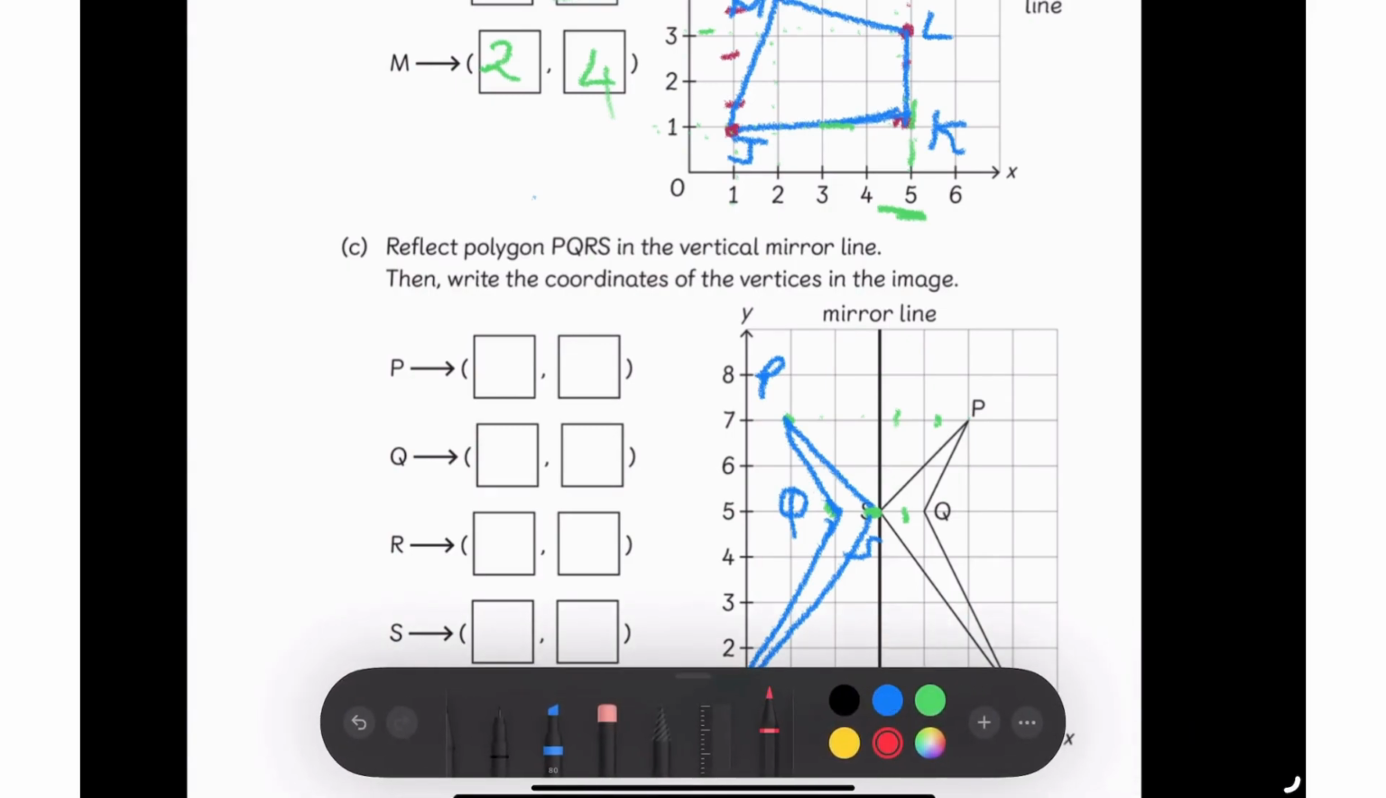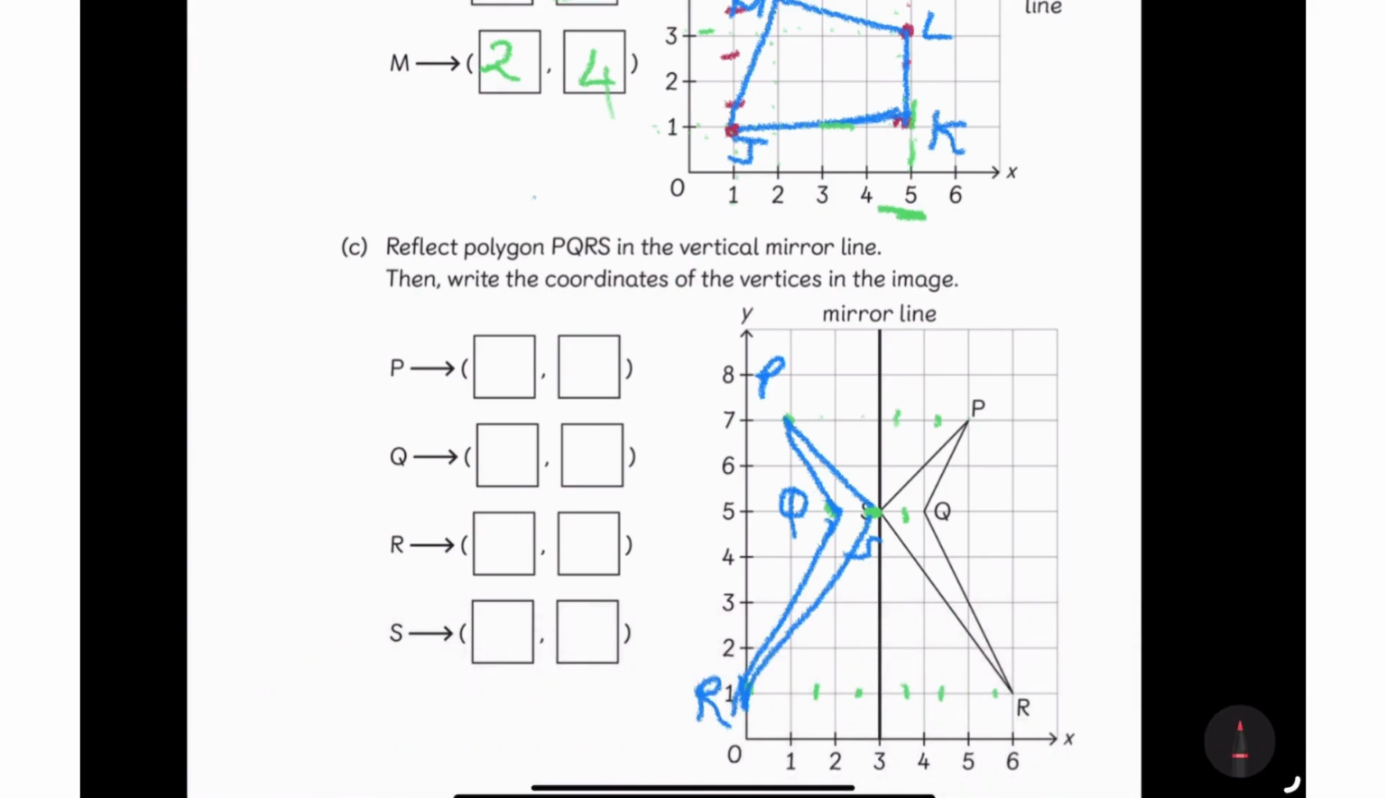So for coordinates, first they are asking for P. So in my P, if you see, let's start the dotted lines. It starts with 1 on the x-axis and 7 on y, right? So 1 and 7 is what we will write for P. Second is Q. For Q, let's start drawing the dot. So we have 2 and the y-axis is 5. So 2, comma 5, right?